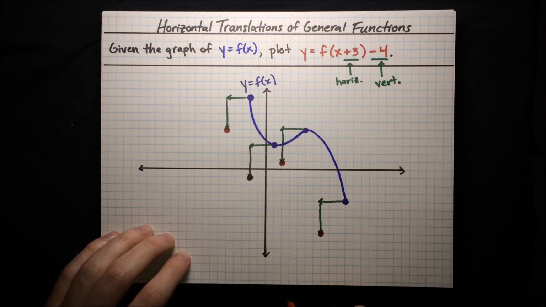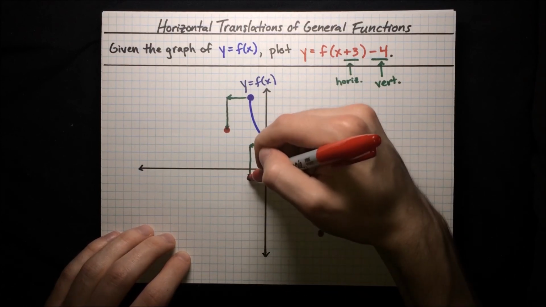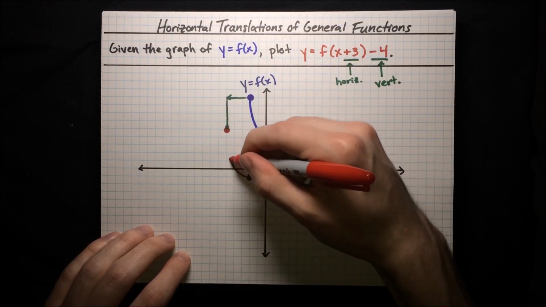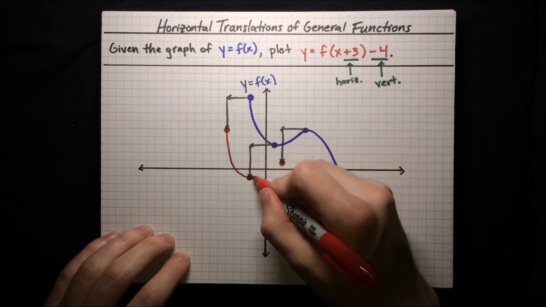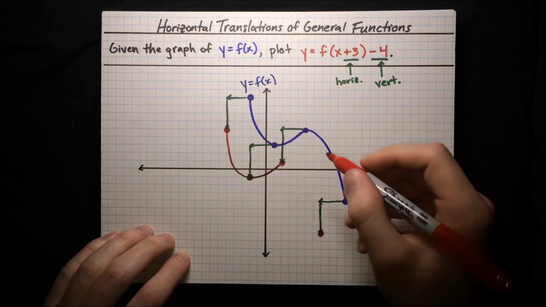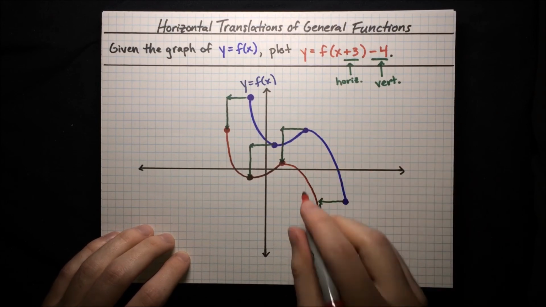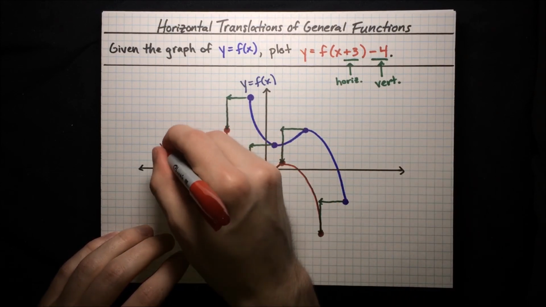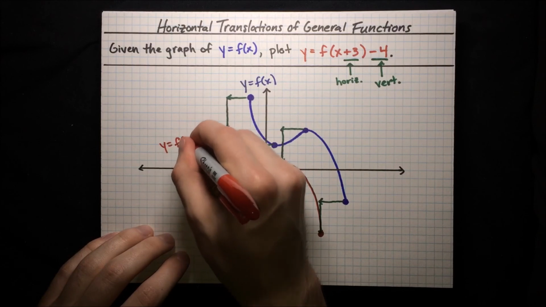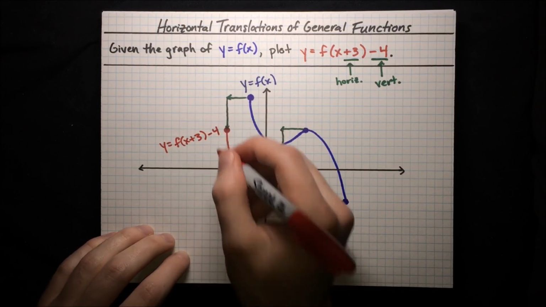And now we can connect them up like before. So these 2 points join in a kind of curvy fashion. So do these, and then so do these. And that is then our graph here of y equals f of x plus 3 minus 4.